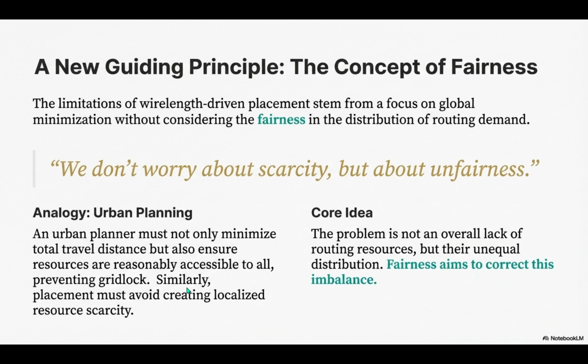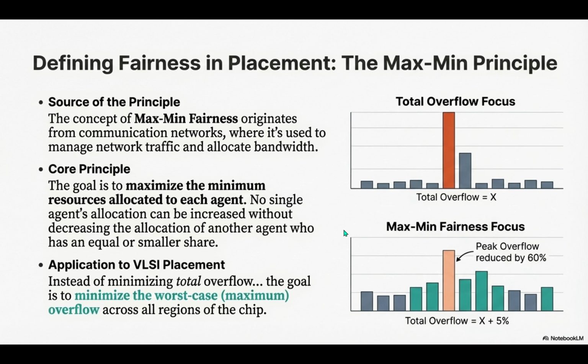You have to avoid creating those localized traffic jams. And the perfect framework for this already existed. It was in communication networks. The principle is called max-min fairness. And that's used in network traffic management, bandwidth allocation.